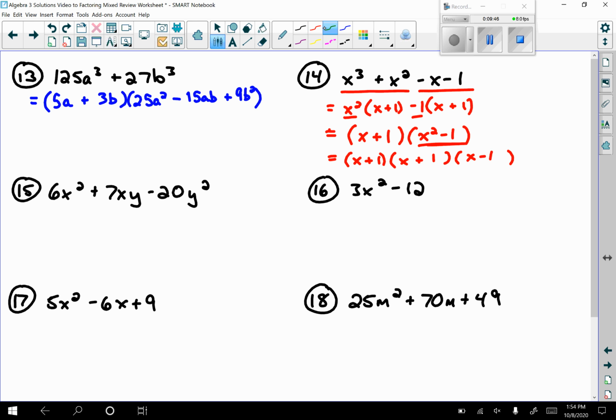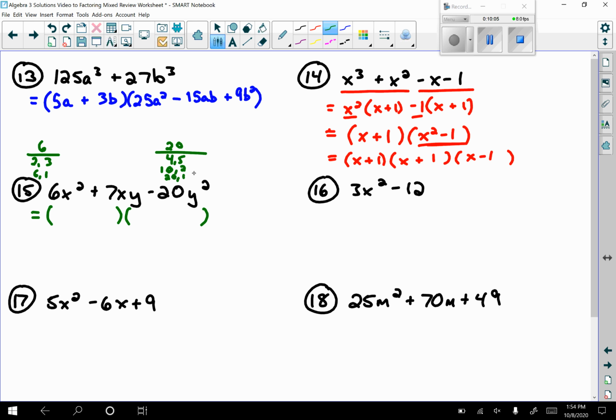All right, a few more left here. All right, for number 15, again, there's no GCF. But what's going to help here is if I were to write out factors of 6 and factors of 20 to help me. So I do 2 and 3, 6 and 1. Over here I do 4, 5, 10 and 2, and then 20 and 1.